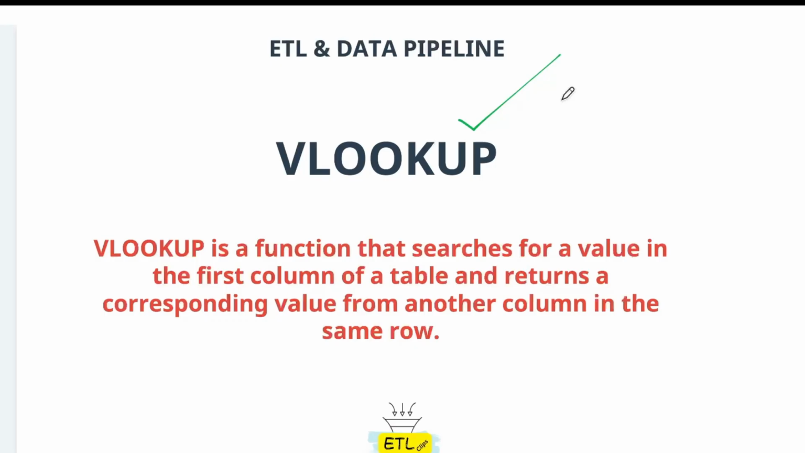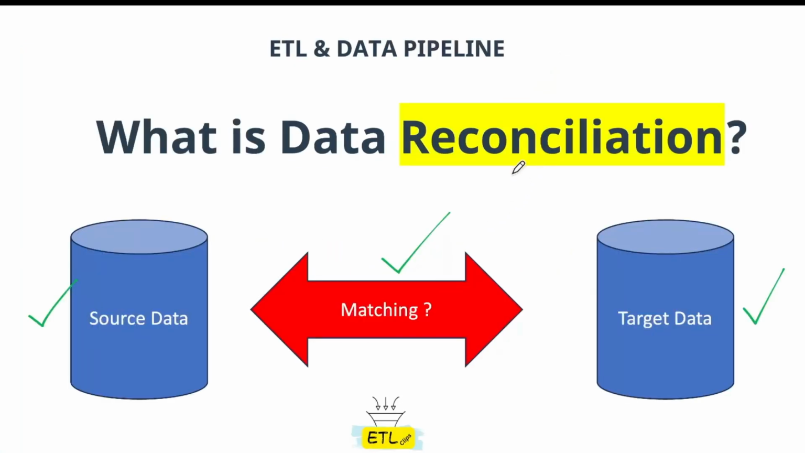Even before you get into automation, there will be scenarios where you do simple matching and make sure your source data is matching with your target data using VLOOKUP, and after the automation you come and validate whether your manual process and automation process are aligned. That much is reconciliation, and let's jump into more details.